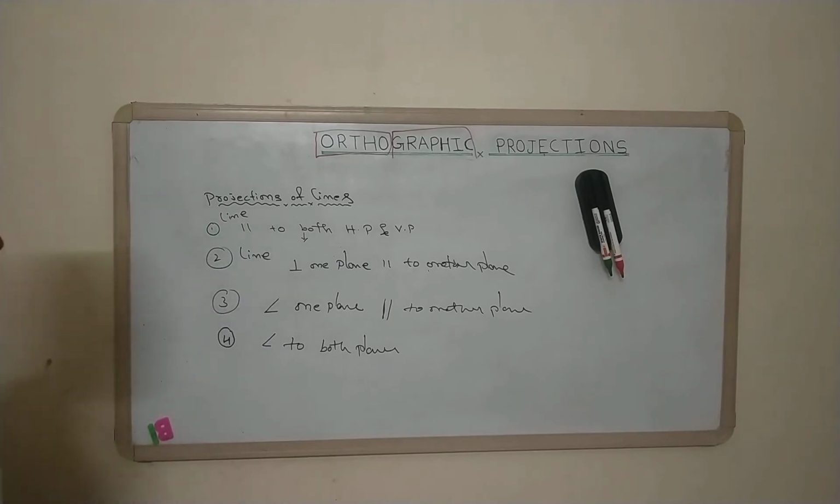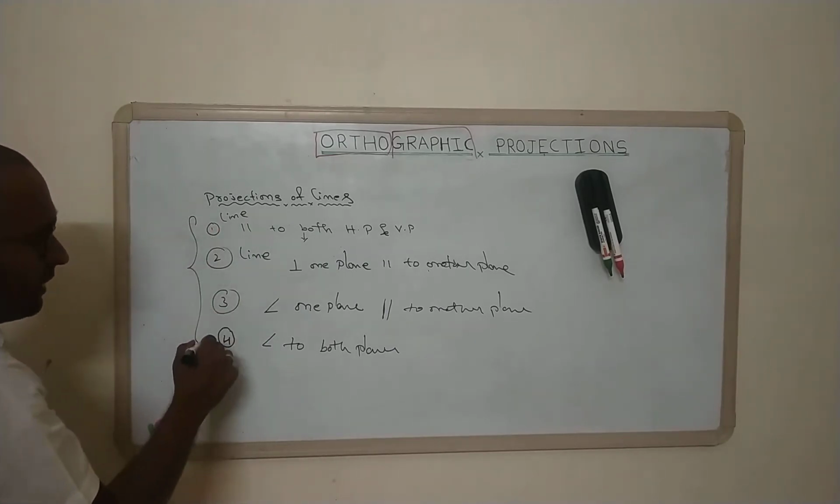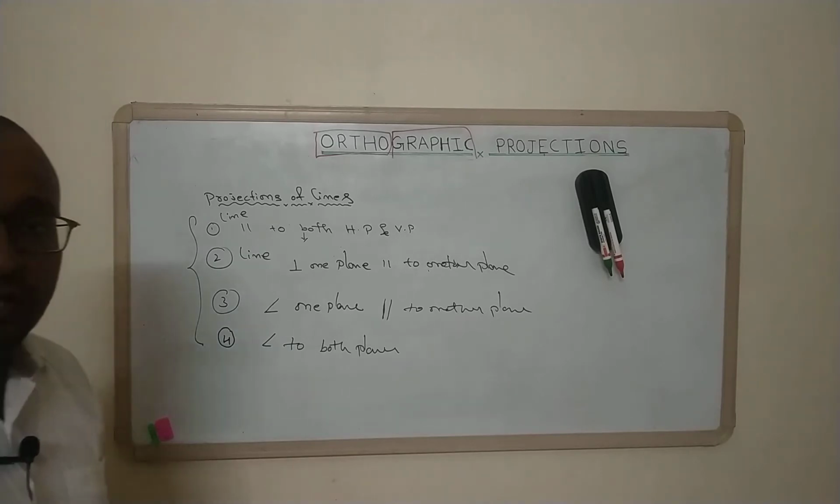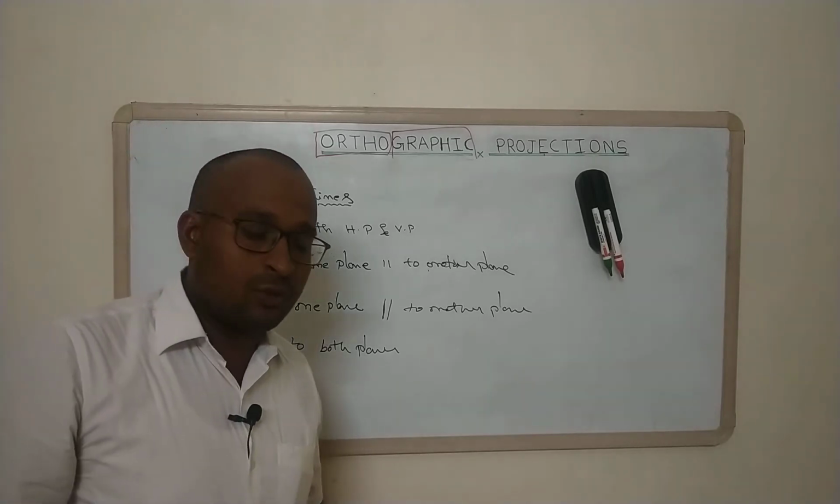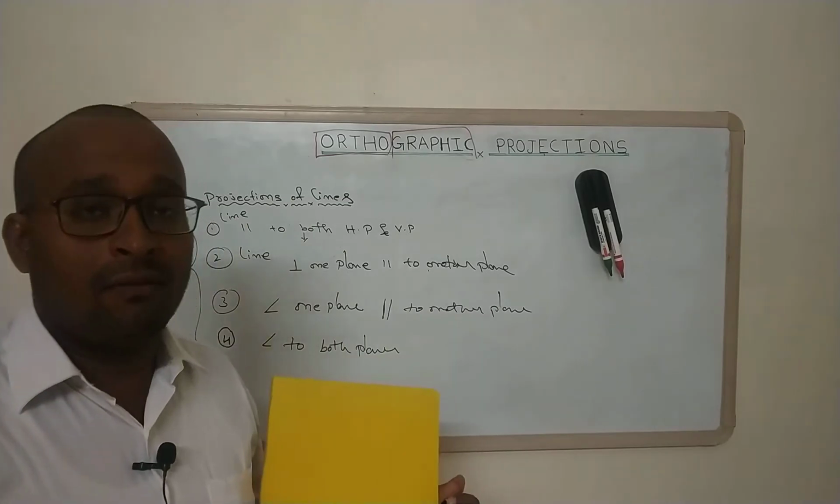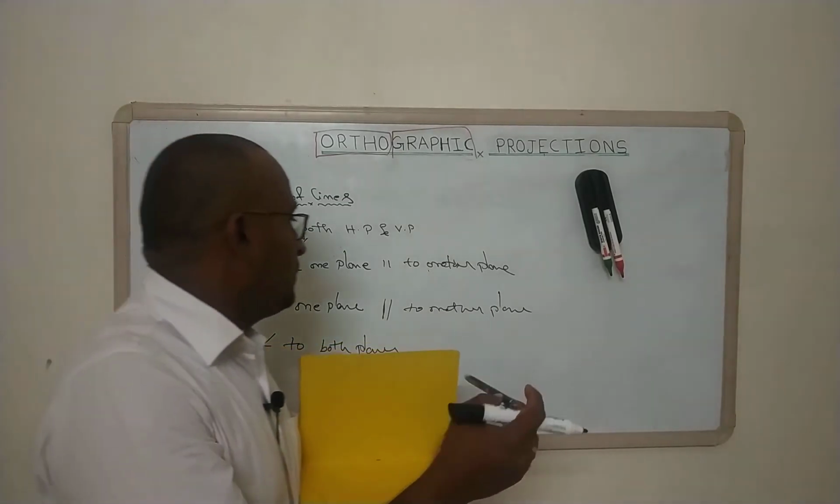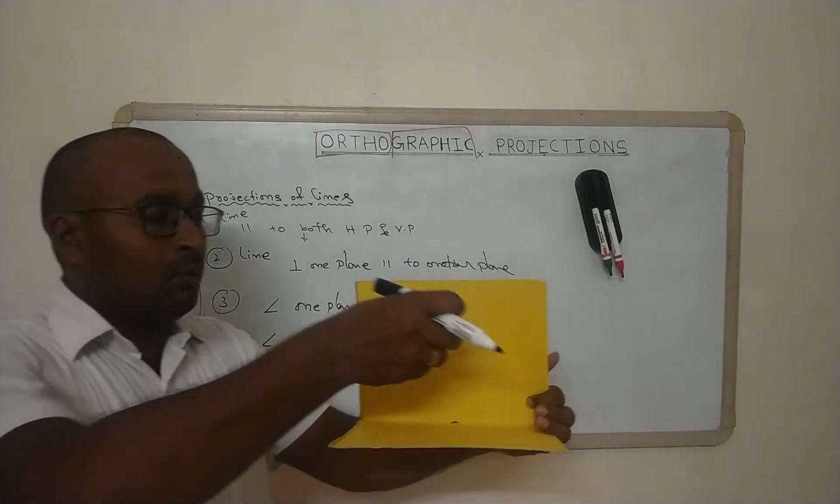Inclined to both the planes. This is the last condition. Total 4 conditions are available, based on the position of that particular line with respect to the horizontal plane and the vertical plane. So here, the first condition: parallel to both the planes.